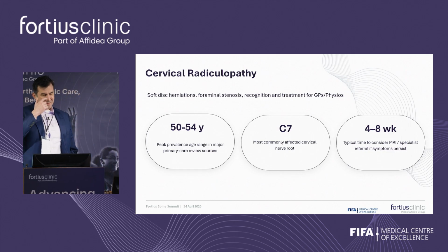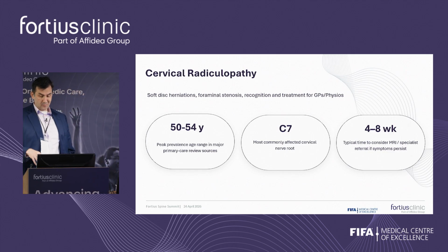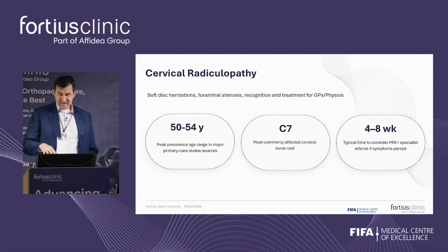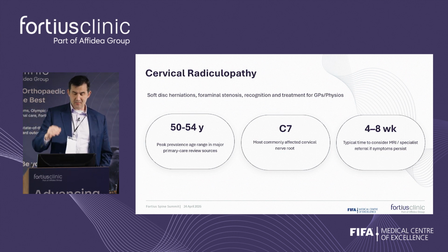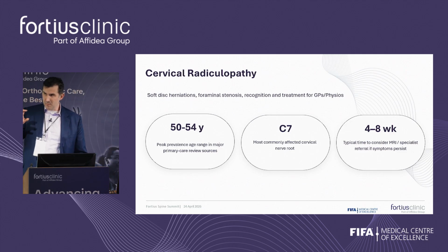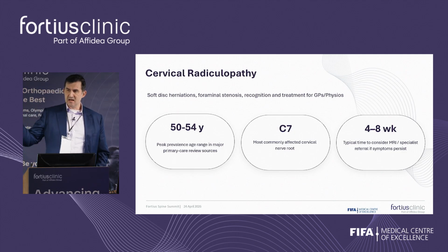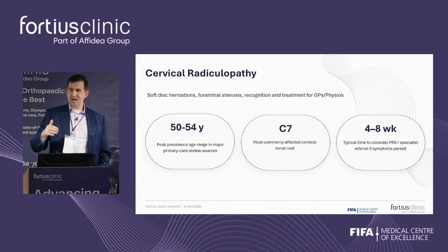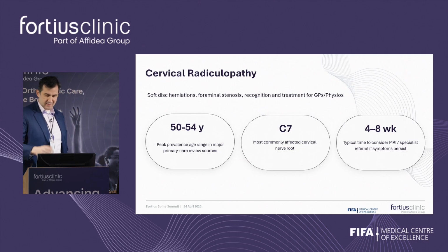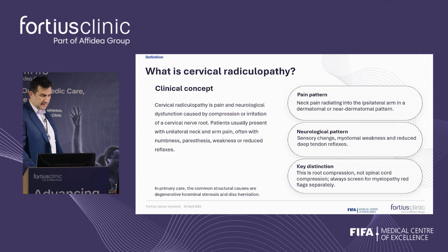As you can see, the peak prevalence of cervical radiculopathy is usually in the mid-50s. Most commonly the C7 nerve root is affected, and usually the typical time when people need to think that something needs to be done is within 4 to 8 weeks on average, because in the vast majority of cases, symptoms start getting significantly better in those early stages. Why C7? Just because of the biomechanics. The neck is wearing off much more at the lower levels, as the same happens in the lumbar spine.